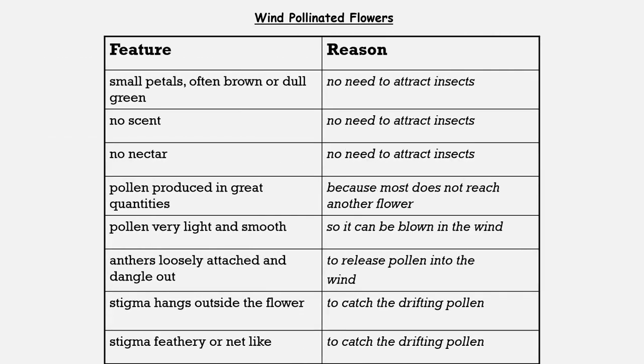So again, here are wind-pollinated flowers. Because you've got no nectar and no scent, you don't need to worry about attracting insects. Pollen is produced in great quantities because a lot of it doesn't reach another flower. It's very light and smooth, so it can blow in the wind. The anthers dangle out so they can release the pollen in the wind. The stigma hangs outside the flower to catch any drifting pollen that happens to be flying by. The stigmas are also feathery or net-like, also to catch drifting pollen.